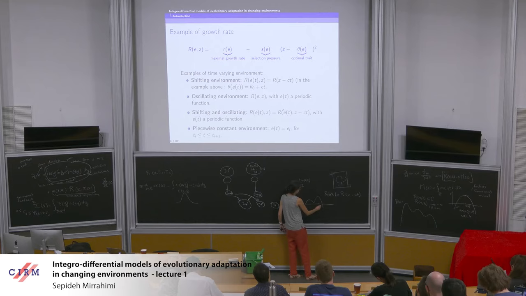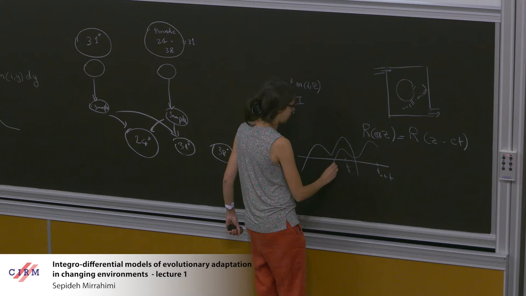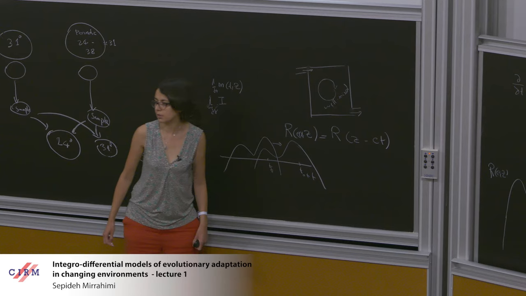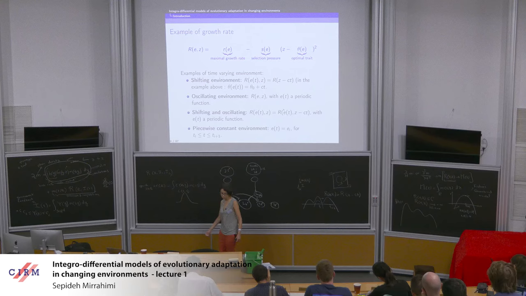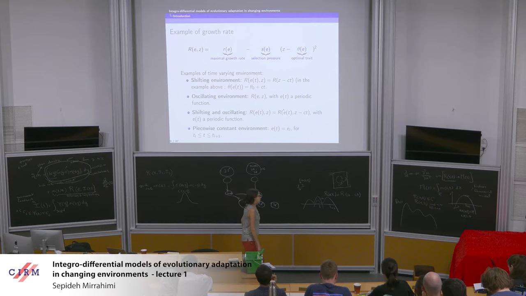At time T naught plus T, the growth rate would move to the right. Okay, and we will have this graph for R. So the growth rate is going to the right. And this is something that has been considered a lot in theoretical biology literature.